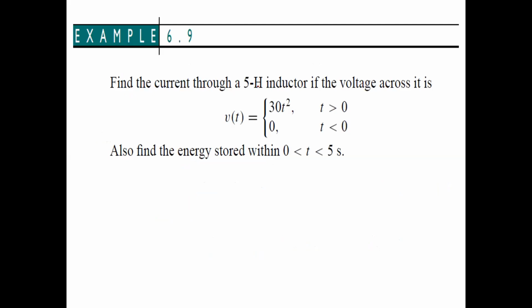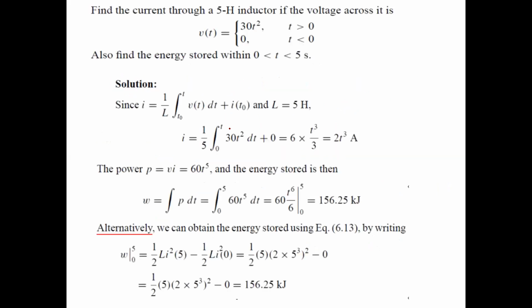To find the current through the 5 Henry inductor, the voltage graph is given. Now the voltage is given. Find the current. We know the formula, i is equal to this. But there are two intervals also. The voltage is divided into two intervals. For t greater than 0, it is 30t square, and for t less than 0, it is 0. Means the voltage is 0 because t less than 0 is 0. For t greater than 0, it is 30t square.